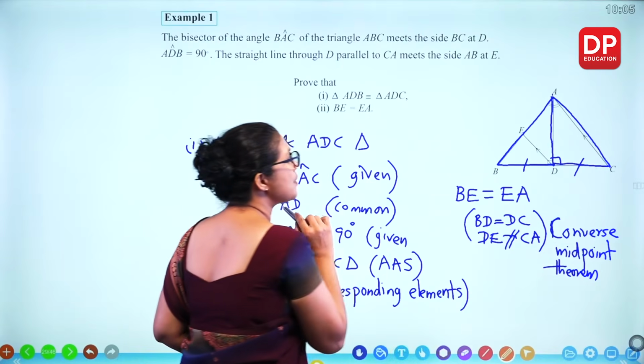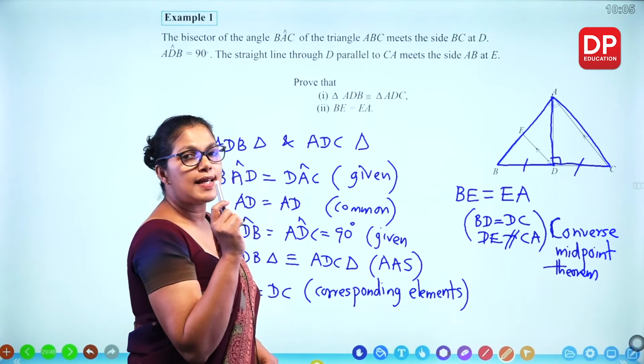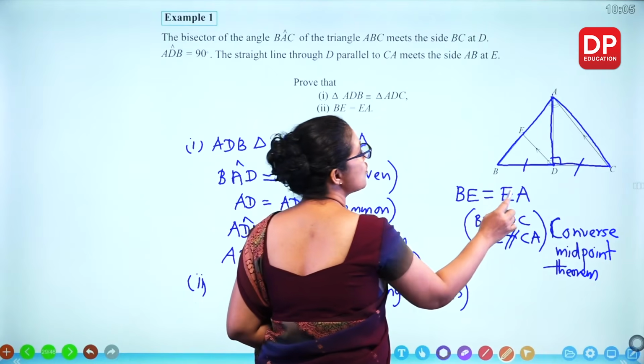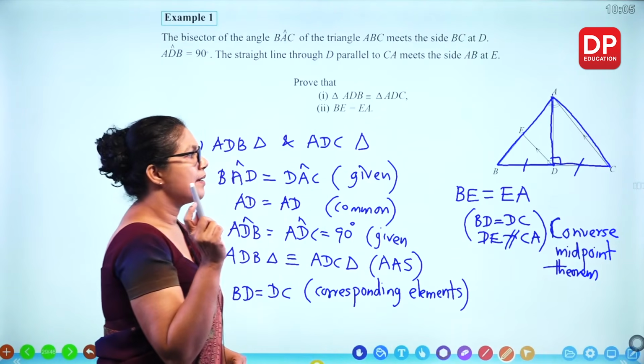By the converse midpoint theorem, we know that it bisects each other. So BE should be equal to EA.